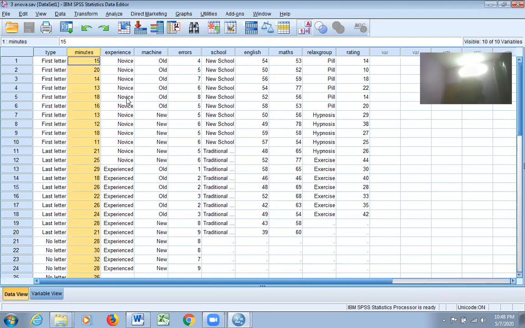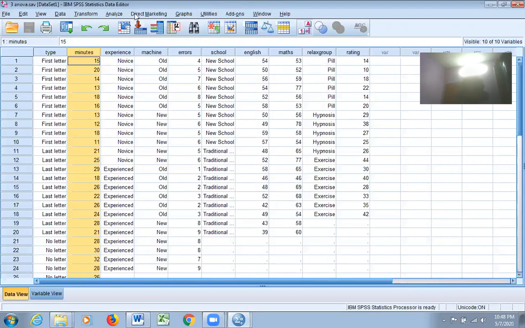Whether these two independent variables, either individually or collectively, have any impact on the errors. So what is my hypothesis? There is no significant impact of the experience of the employees and machine type on the number of errors committed by them. So I am going to apply two-way ANOVA, wherein we check the effect of two independent variables on a single dependent variable.